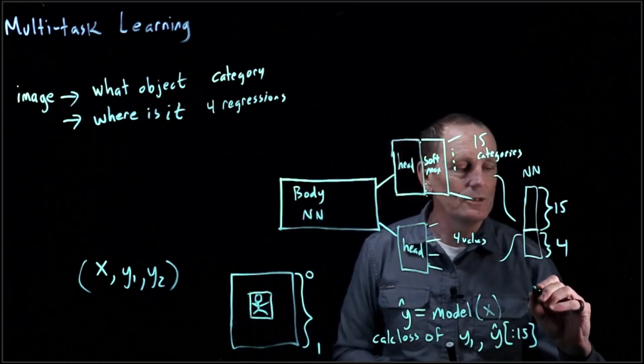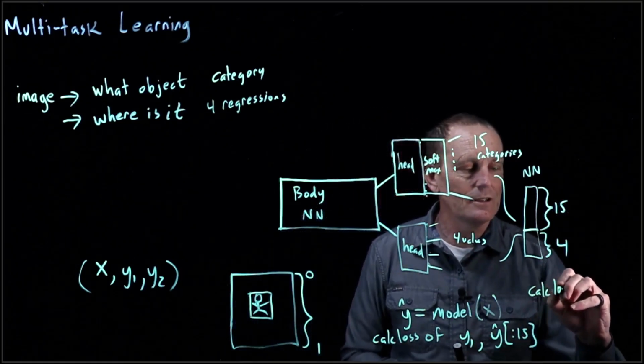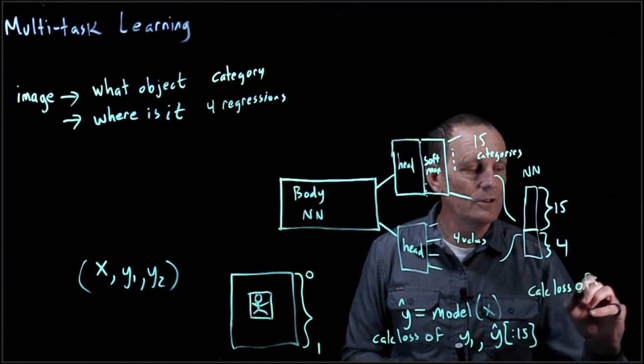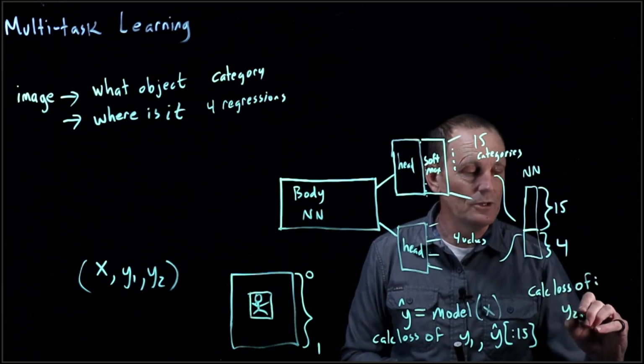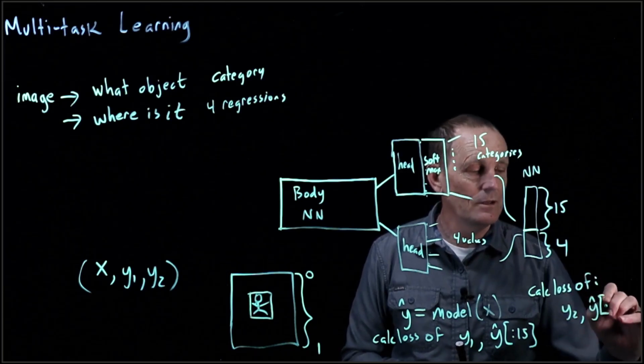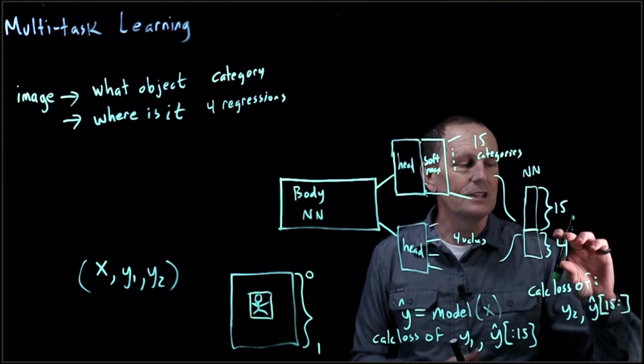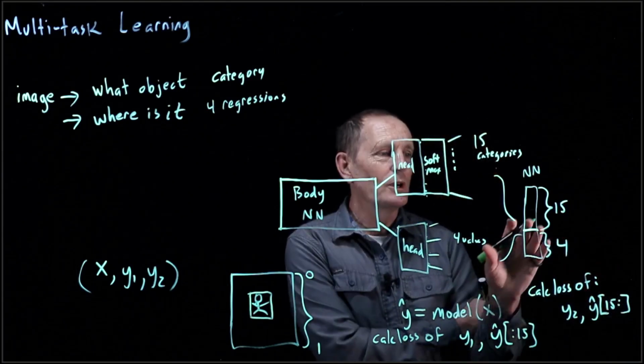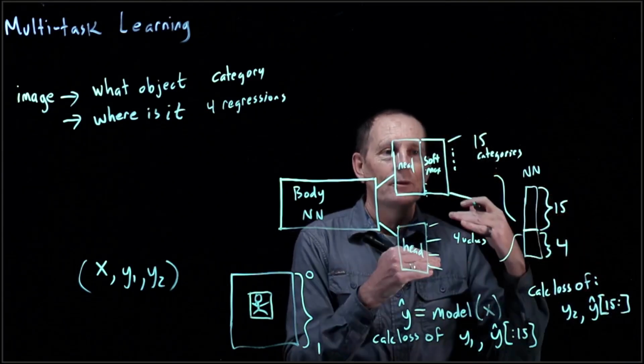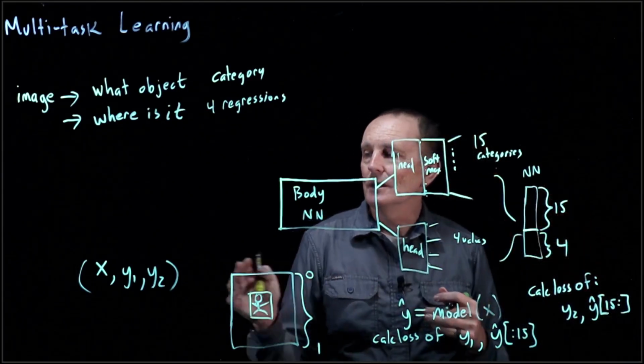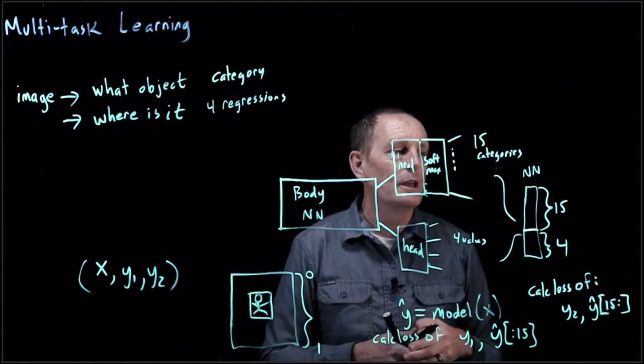And then also calculate the loss of y2 and 15 on. That is 15, 16, 17, and 18. So we're coming out with a single y hat that we can then break back down into the various y hat 1 and y hat 2.